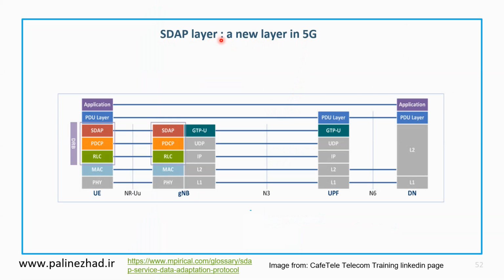Here we see the SDAP layer. It's a new layer in 5G. In the UE, gNodeB, UPF, data network, and the interfaces between them, N6, N3, and NR-Uu interface. Here we have the data radio bearer. Now you see in the UE and gNodeB, the user plane is just user plane specific. In control plane, we don't have an SDAP layer. We have physical, MAC layer, RLC, PDCP, and the new layer, SDAP layer.